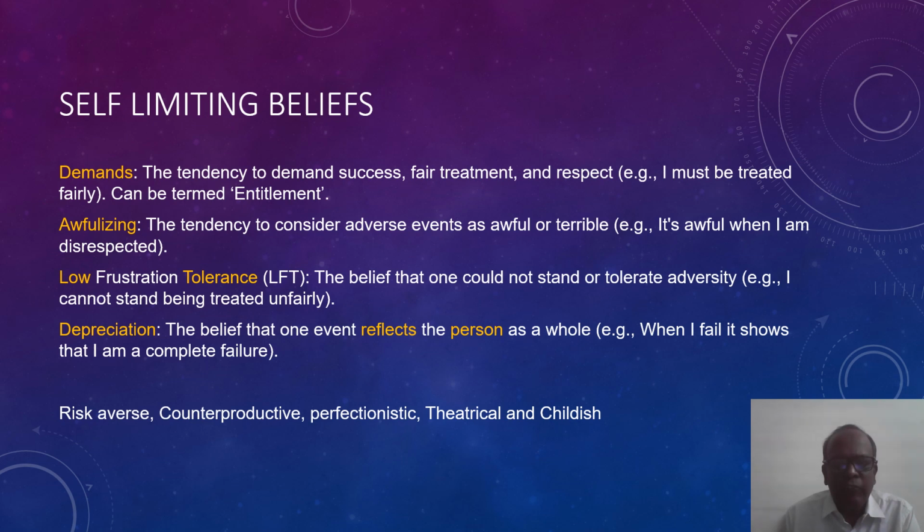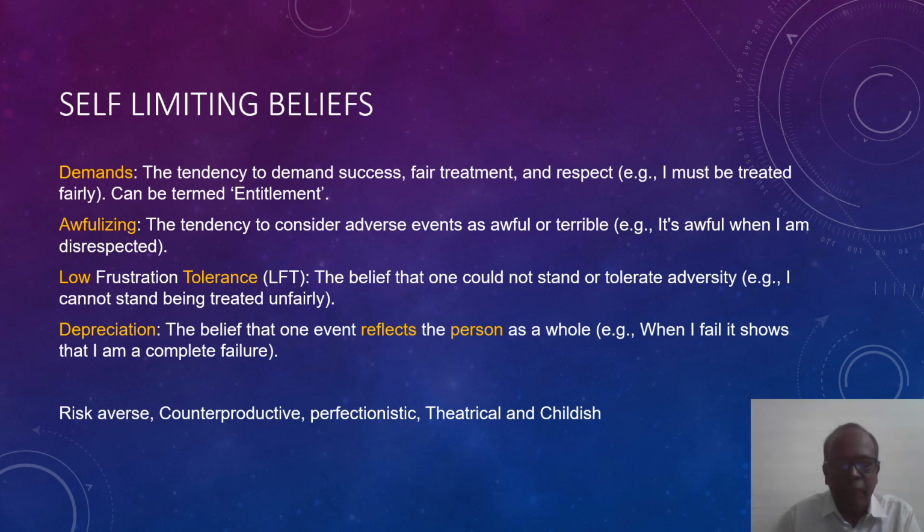Demands could involve demand for success, fair treatment, and respect, also called entitlement. Awfulizing involves considering adverse events as awful or terrible. Low frustration tolerance involves perfectionism or the belief that one cannot stand or tolerate adversity. Depreciation is the belief that one event reflects on the person as a whole. For example, when I fail, it shows that I'm a complete failure.